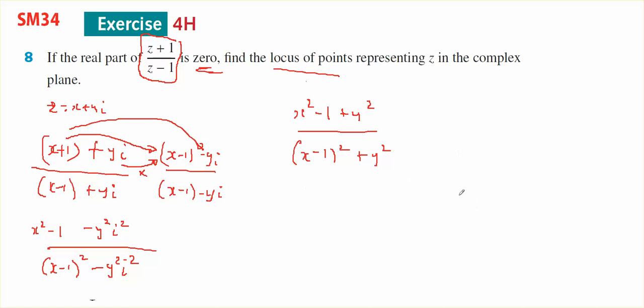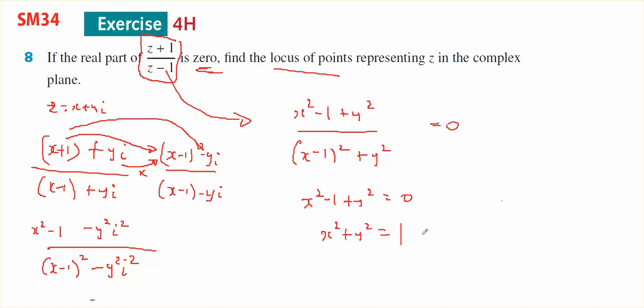Okay, it's all real. I have no imaginary components. So this is equal to that, so I can set it equal to 0. If I move that over and multiply, then I've got x squared minus 1 plus y squared equals 0, which is going to get x squared plus y squared equals 1.